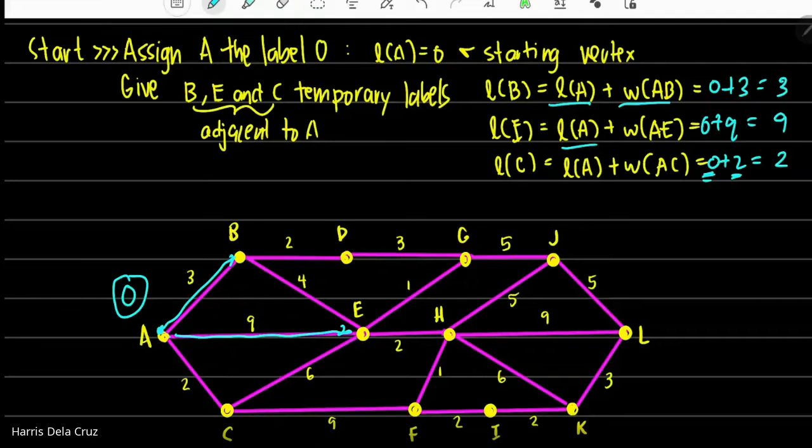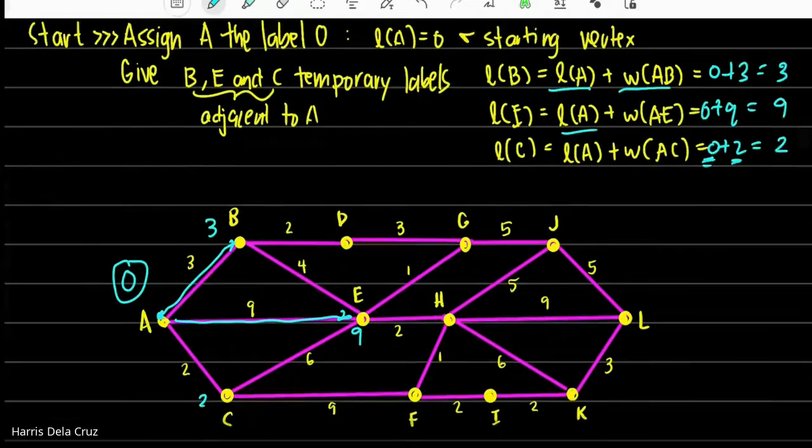So, that's the first step. So, ang temporary label nito ay 3. Ang temporary label ng E ay 9. Ang temporary label ng C ay 2. Now, if you're deciding kung ano yung shorter path, syempre, ang tendency mo, pumunta dun sa shorter distance. Tama? So, ang gagawin mo, kukunin mo yung pinakamaliit na value doon sa mga nilabelan natin.